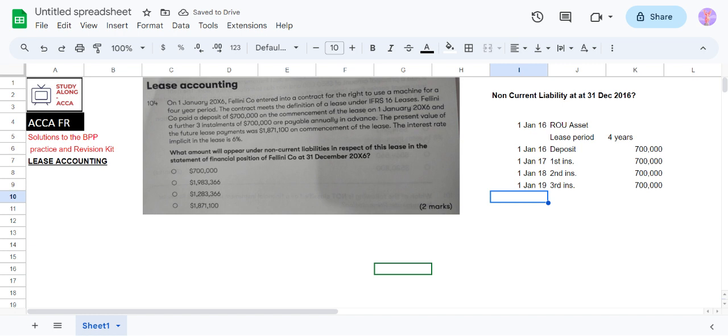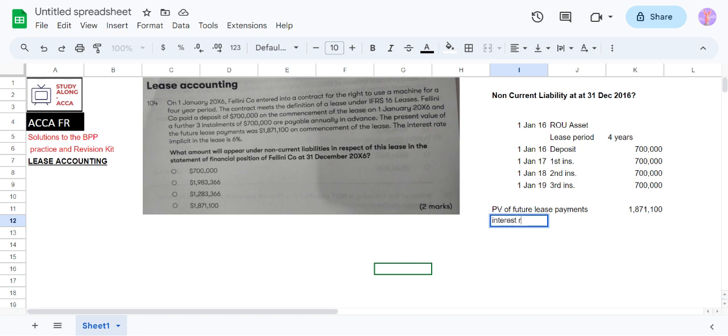The present value of the future lease payments. How much is our future lease payment? The deposit is not part of our future lease payments, as it is already paid at the beginning. So the future lease payments are the three future payments of 700,000, and their present value is 1,871,100. The interest rate implicit in the lease is 6%.